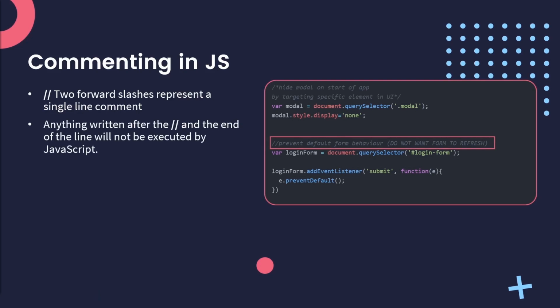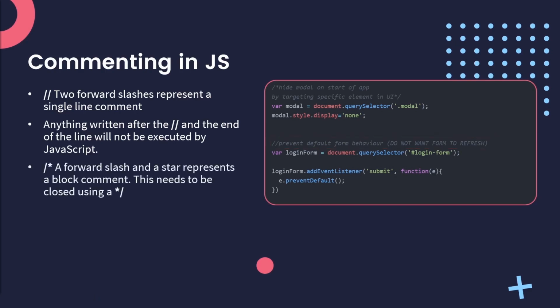Here we have a typical example of how this single line comment works, where our example says: prevent default form behavior, do not want form to refresh. Now that's very vague, but when it comes to commenting, your words don't have to be on point or precise. They just need to summarize what you are trying to achieve with your code. Anything written after your two forward slashes is a comment and would not be displayed in the client.